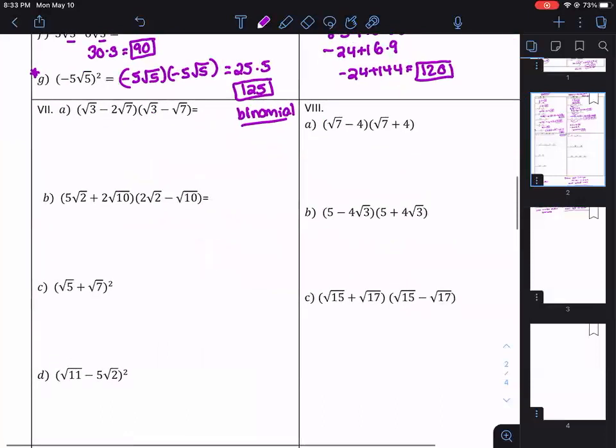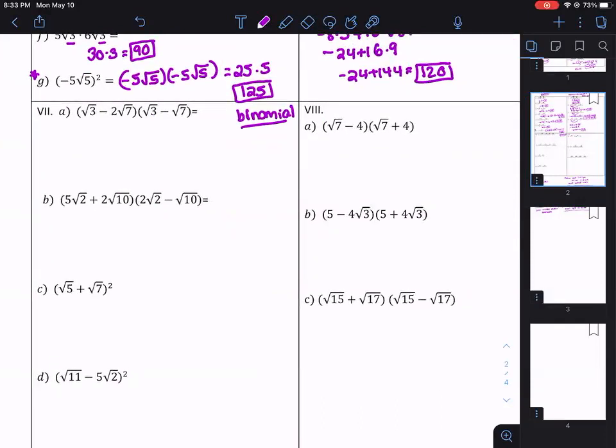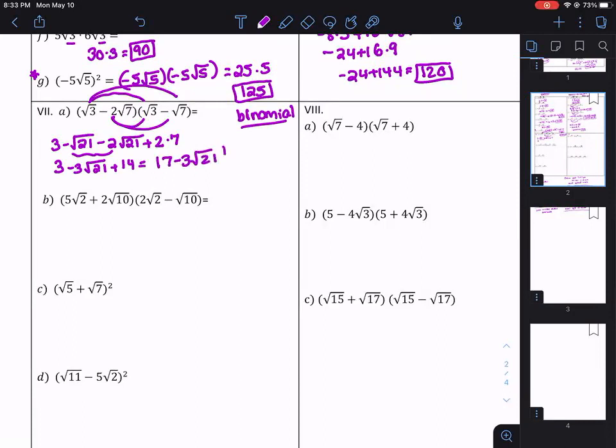Okay, these are the distributive properties, so we're going to multiply carefully. Radical 3 and radical 3 is 3. Radical 3 and negative radical 7 is negative radical 21. Coming underneath, negative 2 is going to be on the outside, and radical 21 on the inside. And then negative 2 times negative 1 would be positive 2. And the 2 radical 7s become 7. 3, these are going to then combine to a 3 radical 21 and a 14. 17 minus 3 radical 21.